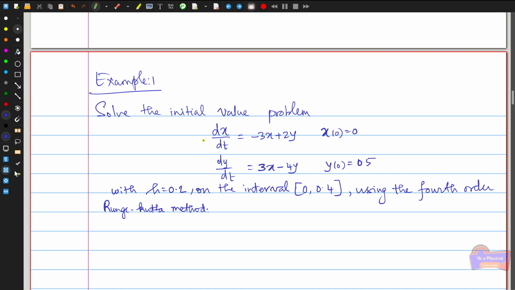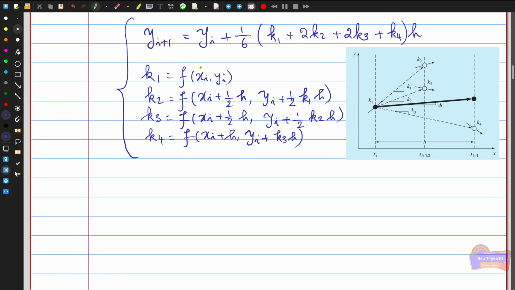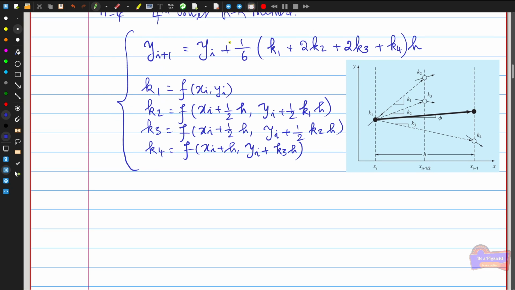So you can see this is a system of equations, where you have a coupled system of equations. So you have to independently derive x and y using this Runge-Kutta method. For example, you have to calculate the slopes for dx by dt, and you have to calculate this k1, k2, k3, k4. Similarly, you have to calculate the same slopes for dy by dt also, and then you have to find out the average.